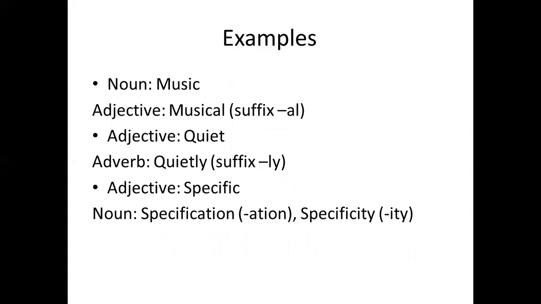Now here are a few more examples. If the noun is music, you can turn it into an adjective, musical, by adding the suffix al. If the adjective is quiet, it can be transformed into an adverb by adding the suffix ly, quietly. So quiet becomes quietly. If the adjective is specific, there are two noun forms that can be formed by adding two different suffixes. One is specification, where we are adding the suffix ation. The next is specificity, where we are adding the suffix ity.